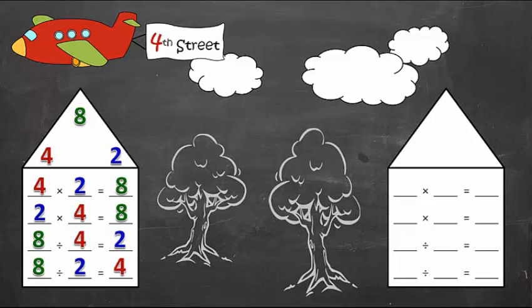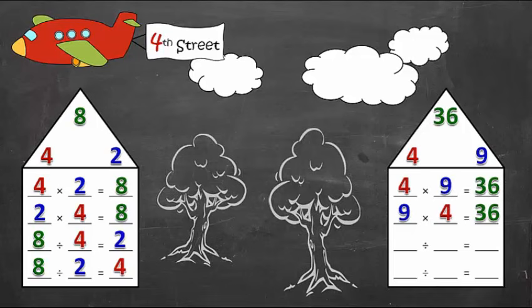Now let's visit another family. We have 4, 9, and 36. We start with our multiplication sentences. 4 times 9 equals 36. Using the commutative property, we also have 9 times 4 equals 36. Remember, the order of our factors does not change the product. Using our product, we see 36 divided by 4 equals 9, and 36 divided by 9 equals 4. Okay, now let's visit another neighborhood.